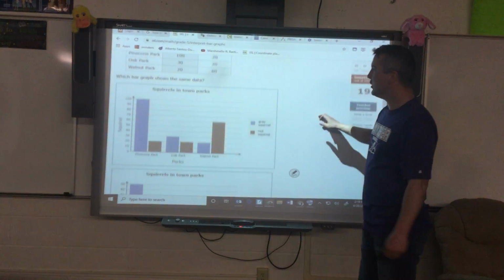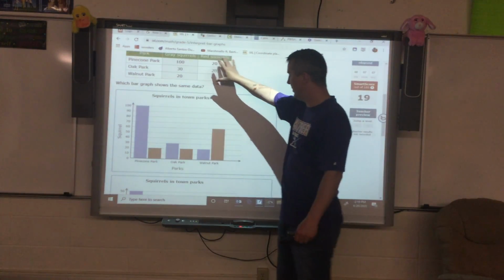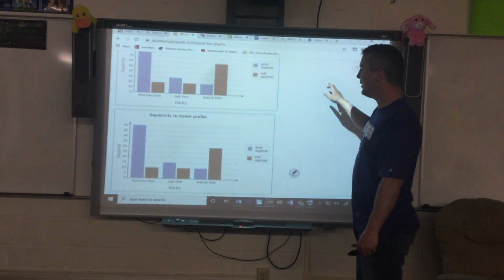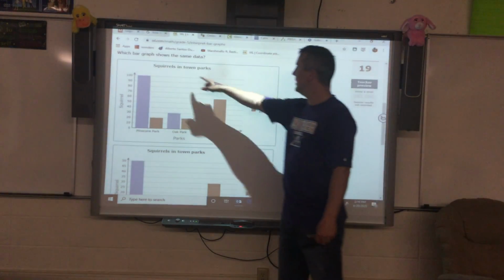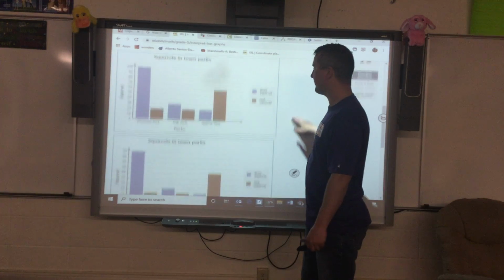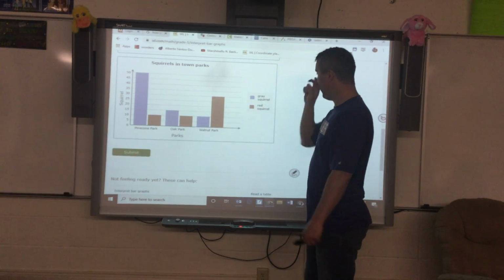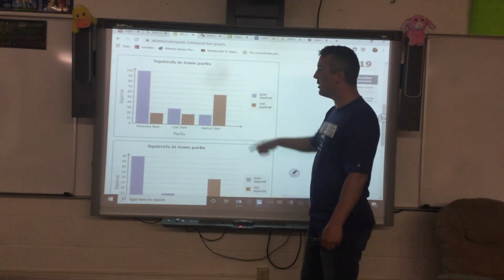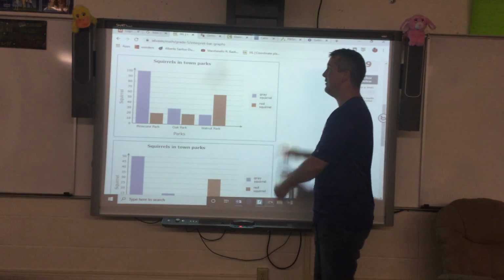Okay? So they took this information from the chart, put it into a bar graph, and now I've got to look at these. All right, well, this one's the squirrels in the town parks. Based on this information, which one of these charts is actually right? That's what they're asking us to find.